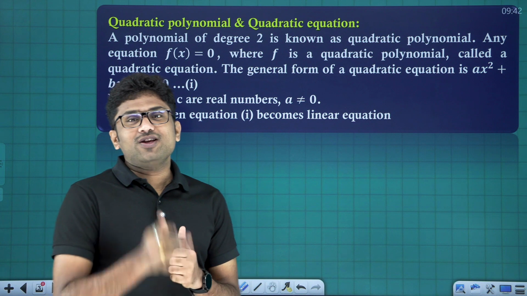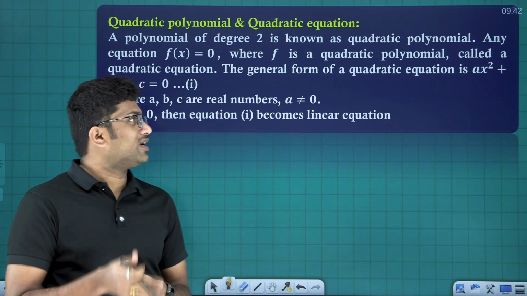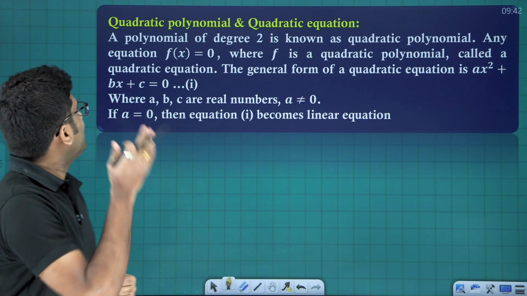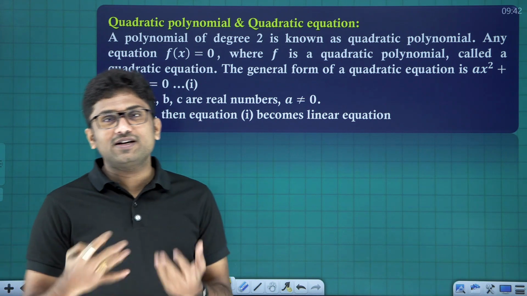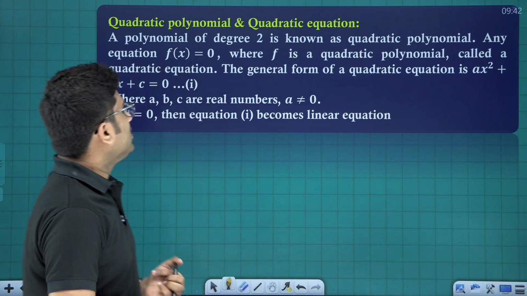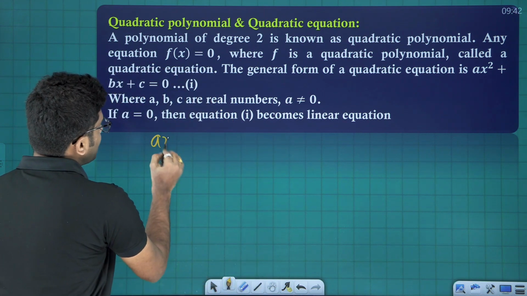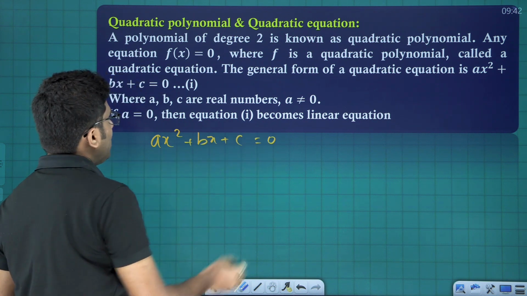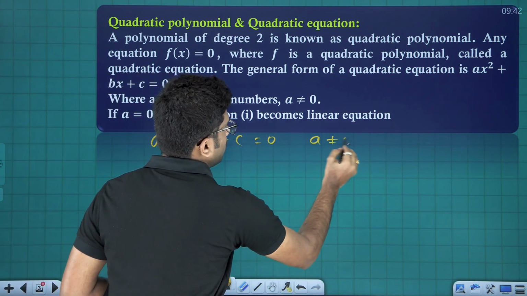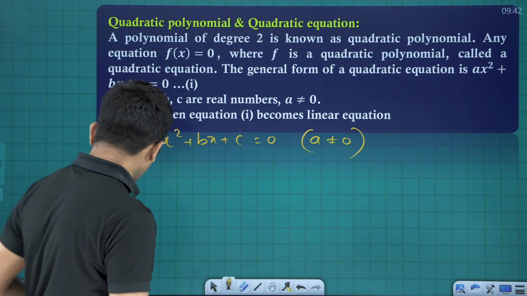A polynomial of degree 2 is known as a quadratic polynomial, and any equation of the form f(x) = 0, where f(x) is a quadratic polynomial, is said to be a quadratic equation. The general form of a quadratic equation is always ax² + bx + c = 0, where a shouldn't be equal to 0. If a = 0, then the equation becomes a linear equation.